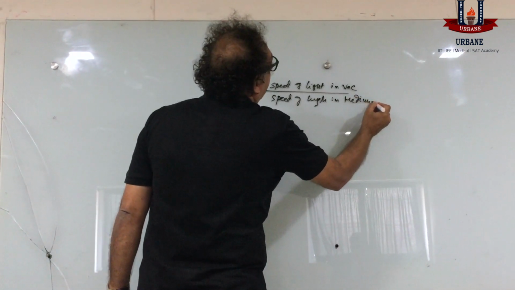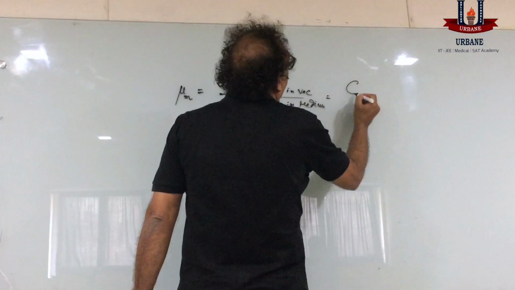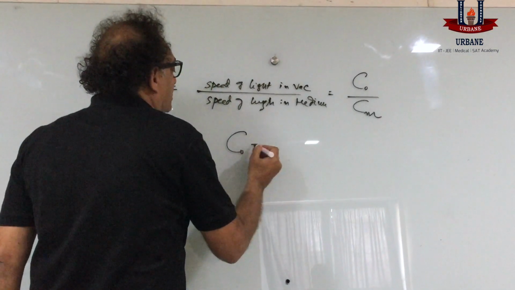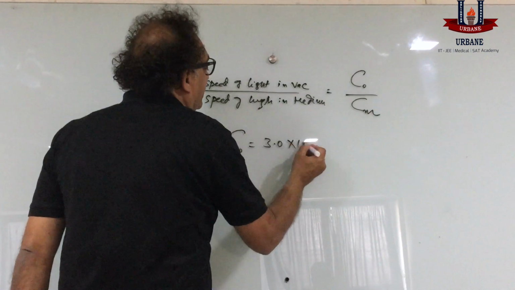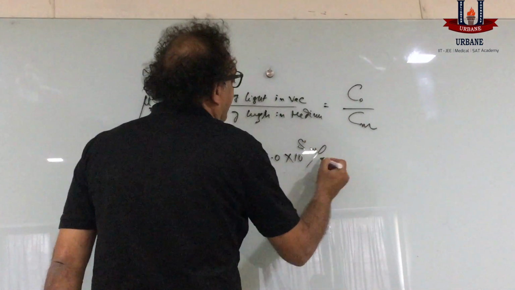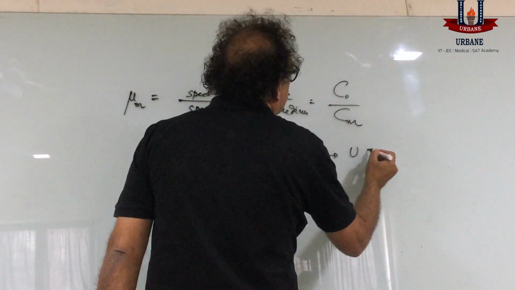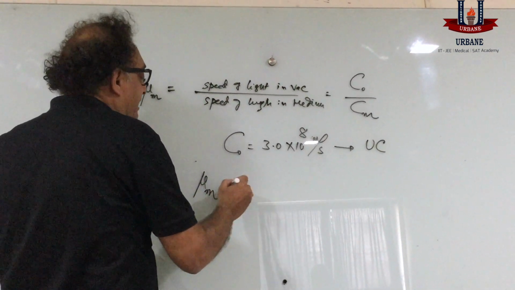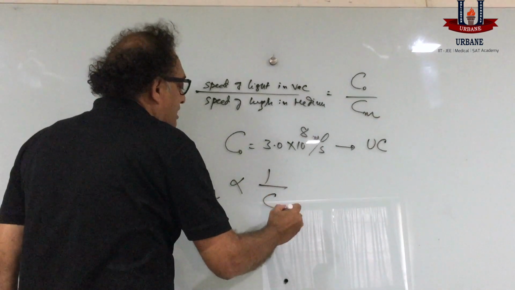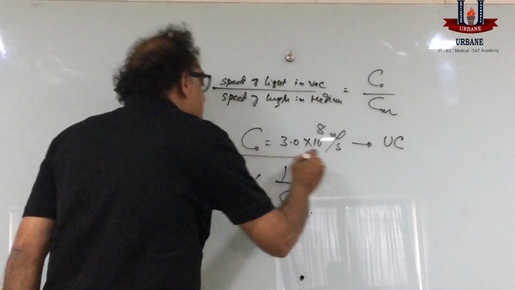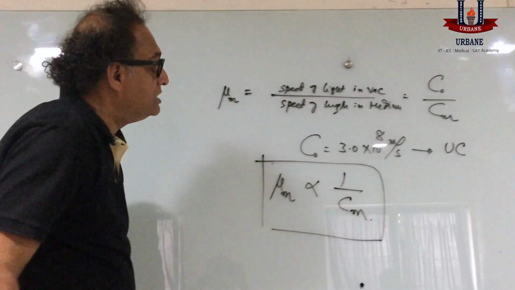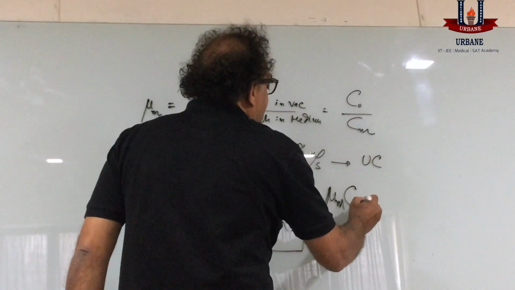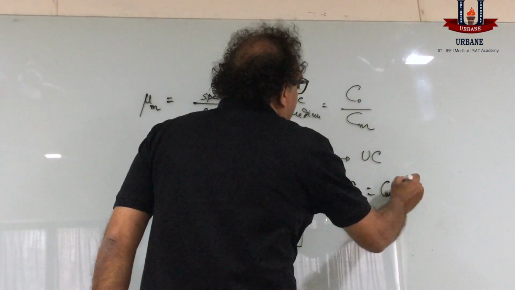Now, this is a very important concept. Here we write it as C naught and here we write it as C. C naught is 3.0 × 10 to the power of 8 meter per second. This is a universal constant that tells you that the refractive index of a medium varies inversely with the speed of light in a given medium. So from here we can say that mu m into Cm should remain a constant.